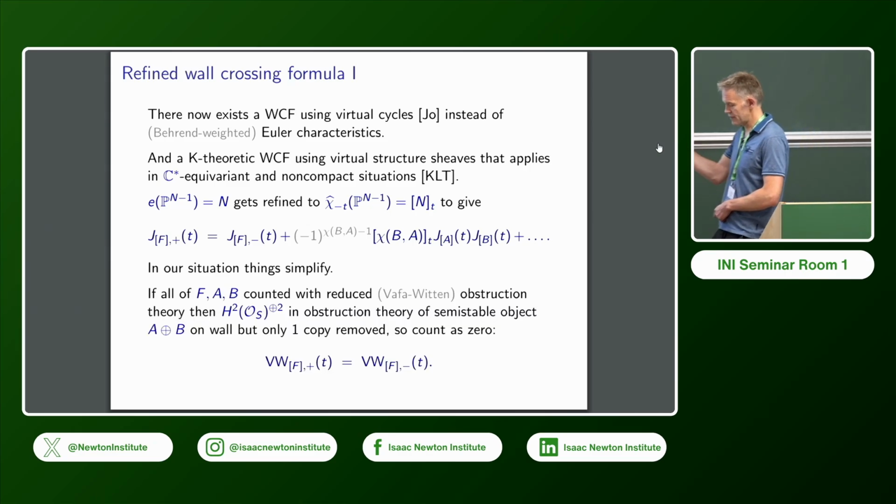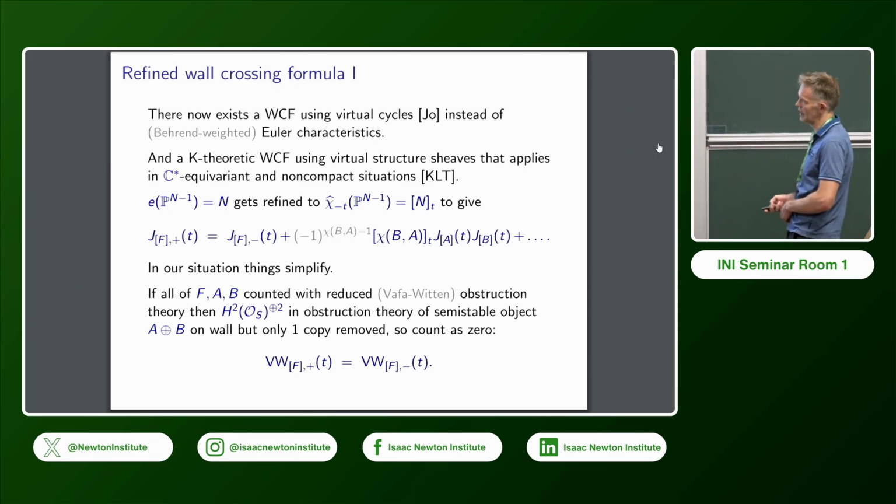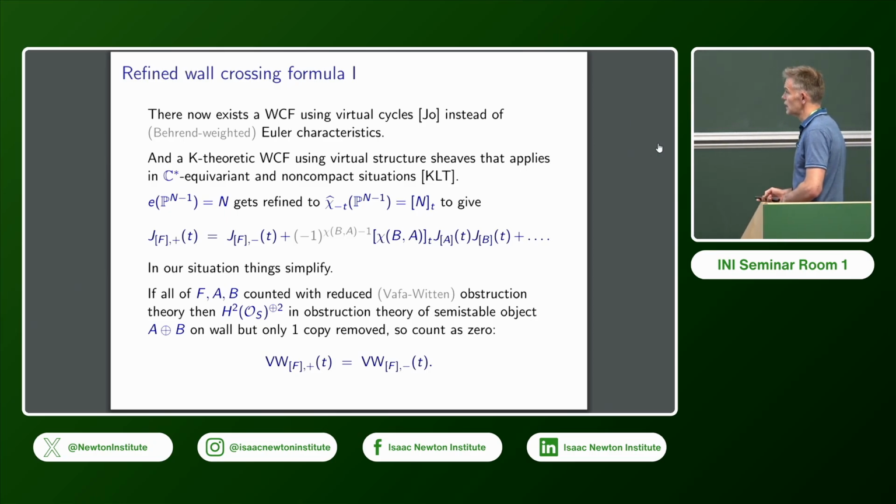So that has the advantage that we can apply this in non-compact settings now, so that's good. We can apply it directly to our Calabi-Yau threefold, but it has one bigger advantage. So let's suppose that we're counting all our sheaves.